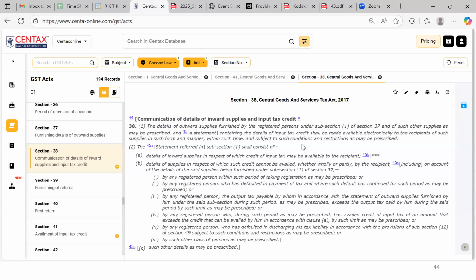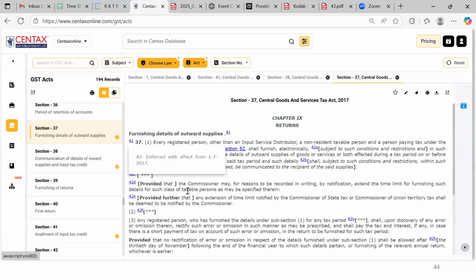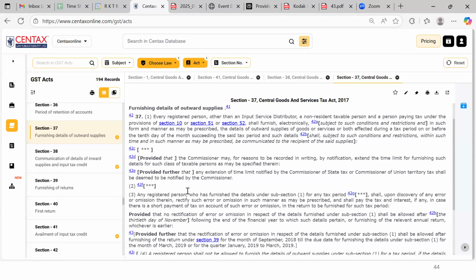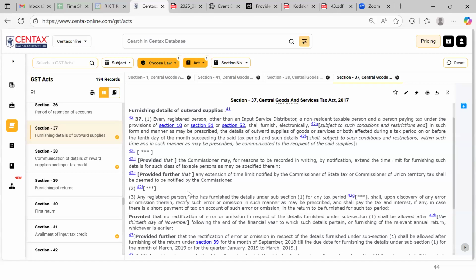And more importantly, section 37(1) was also amended from 1st of October 2022, wherein they said that the details as per GSTR1 shall, subject to such conditions and restrictions, within such time and in such manner as may be prescribed, be communicated to the recipient of the said supply. So the restriction of communicating the details to the recipient only for the GSTR1 filed up to the 13th was put in section 37 only from 1st of October 2022. Prior to that, there was no restriction of what is happening as of now.